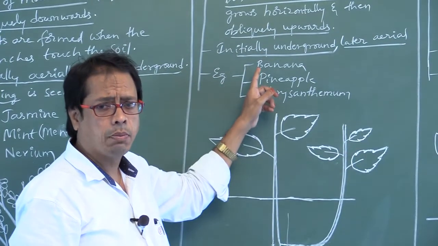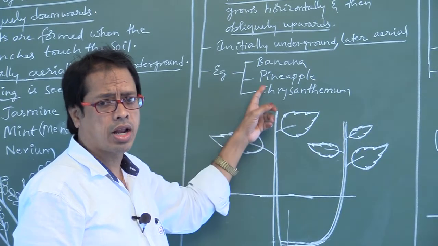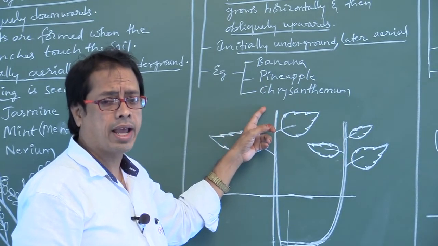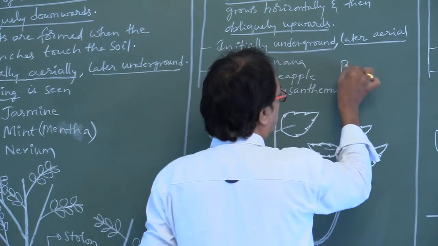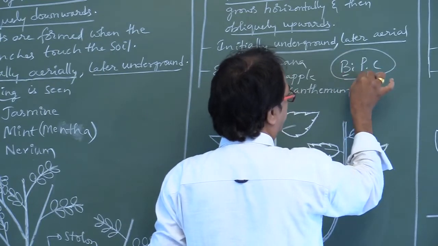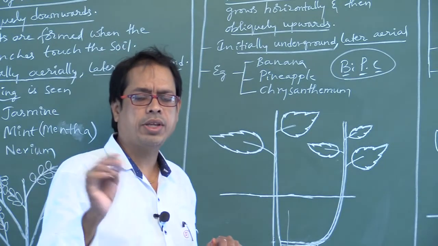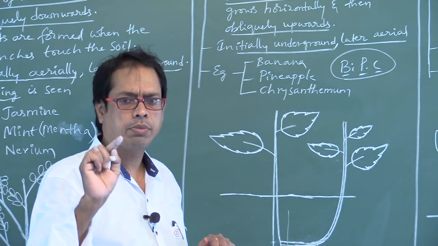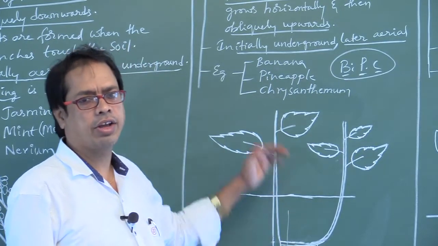Examples are banana, pineapple, chrysanthemum. What is the code to remember? We are BPC students now. B, banana. P, pineapple. C, chrysanthemum. Like that you have to remember.